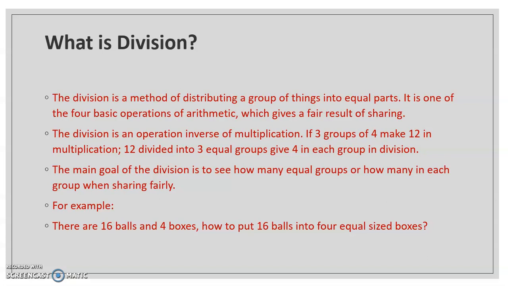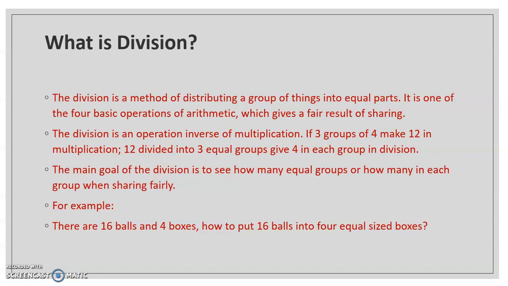Division is the inverse of multiplication, meaning it's the opposite of multiplication. If 3 groups of 4 makes 12 in multiplication, it therefore means that 12 divided into 3 equal groups gives 4 in each group. Again, if 3 times 4 makes 12, it means that 12 divided by 3 will equal 4, and also 12 divided by 4 will equal what?